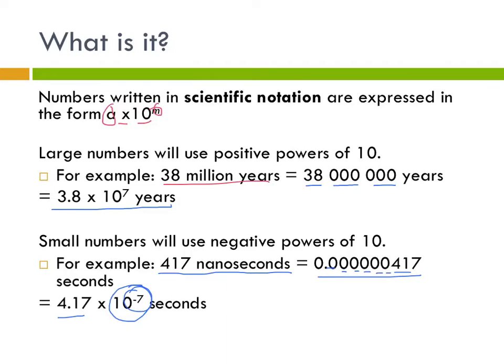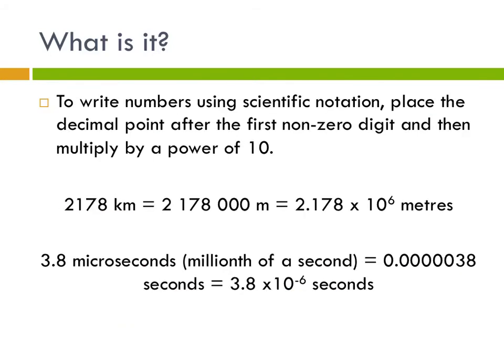Now, let's have a look exactly how I got 3.8 from there and 4.17 from there. To write numbers using scientific notation, we place the decimal point after the first non-zero digit and then multiply by a power of 10. So if we look at 2,178 kilometres, it's the same as writing 2,178,000 metres. If we want to express this in scientific notation in metres, how could I do that? Well, let's have a look.